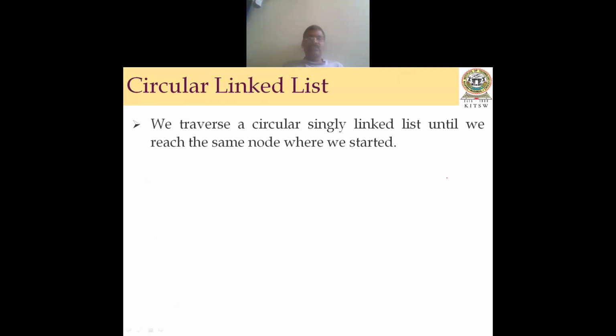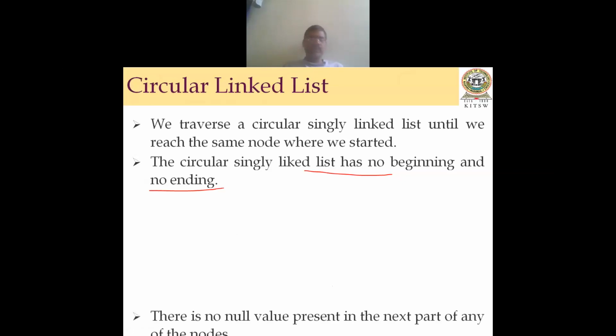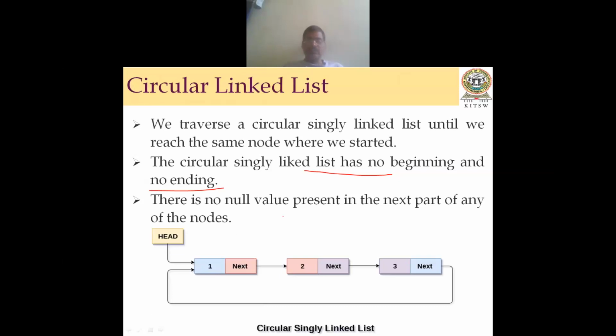We traverse a circular single linked list until we reach the same node where we started. The circular single linked list has no beginning and no ending because of the circular manner. The start node or head node which we are pointing to, we can take as the beginning and ending point. There is no null value present in the next part of any node in the circular linked list.